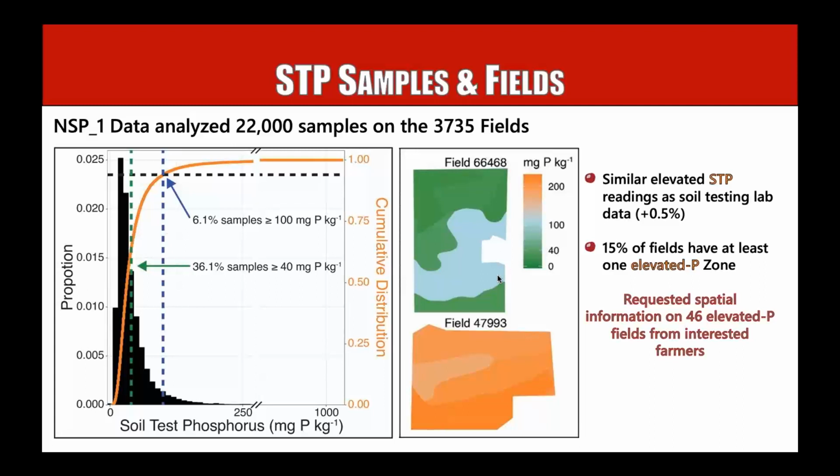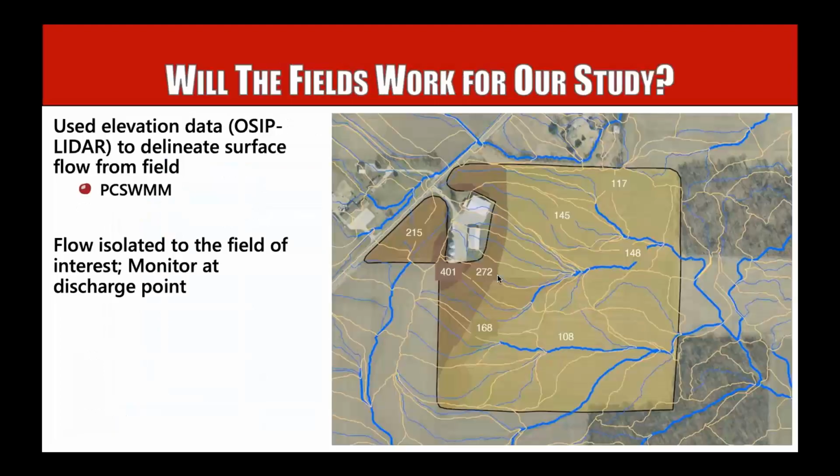So looking across some of these fields, we requested spatial information on about 46 fields from interested farmers. The next thing we had to do as we worked down to identifying actual field sites is we had to determine would this field work for our study. So there are a number of things we had to look at there.